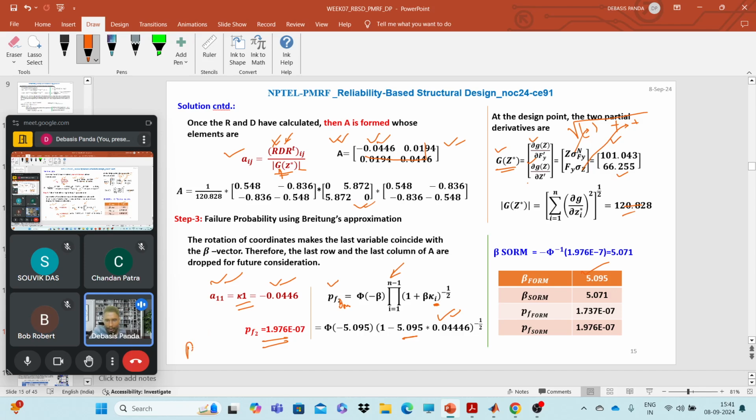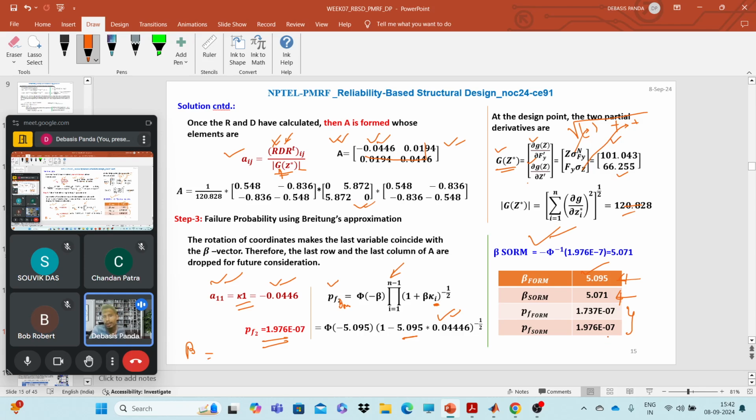And if you want to calculate the beta, it is phi inverse of this probability of failure. Here in this table, this is already there, phi inverse of this. We can see that this is the result we are getting from FORM, this is the result from the Breitung approximation, and these are the probabilities of failure. We can see the results differ from each other.